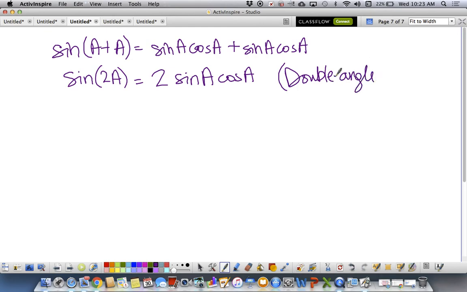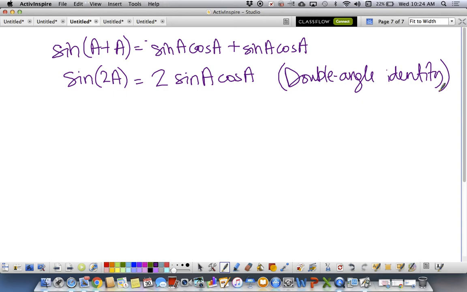I mean, it is a formula, but it's kind of also just reasoning of how you get that, right? You can always go back to here and get down. It's not like a whole new thing. But they do stop and talk about it. Double angle identities. And later we'll talk about half angle identities.